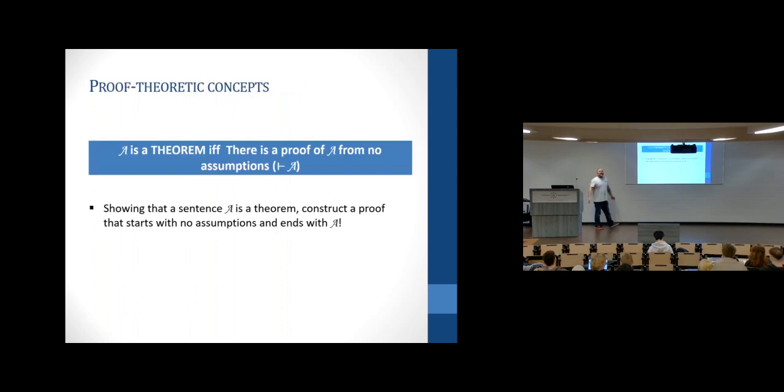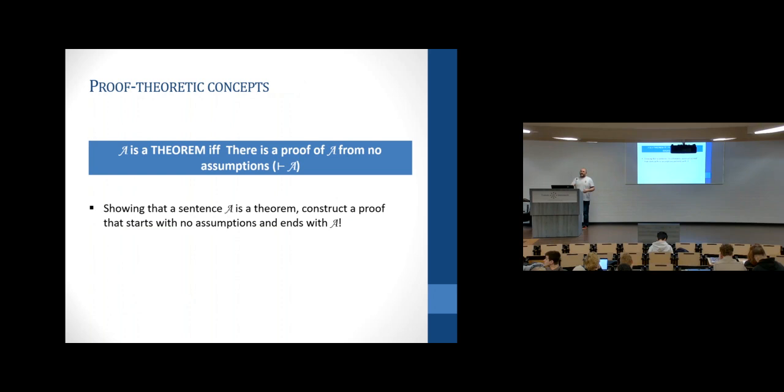We can say, hey, an FOL sentence is a theorem if and only if there's a proof of that sentence from nothing at all. That is, we take the sentence and we derive it from no assumptions whatsoever. So the stuff that we could do before with TFL, right? We take nothing and then we get down to the sentence. We can do the same with FOL.